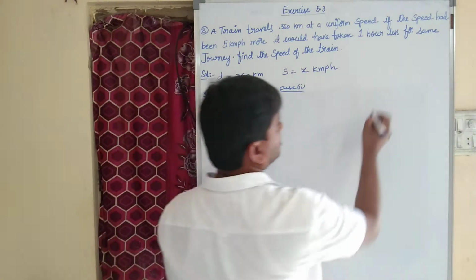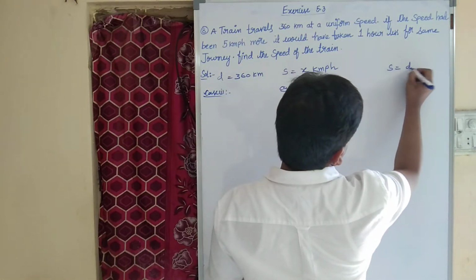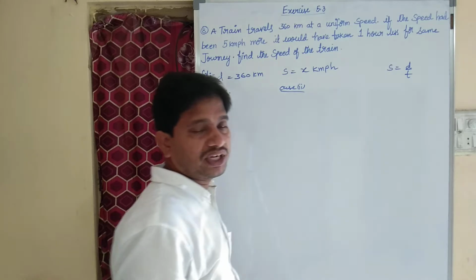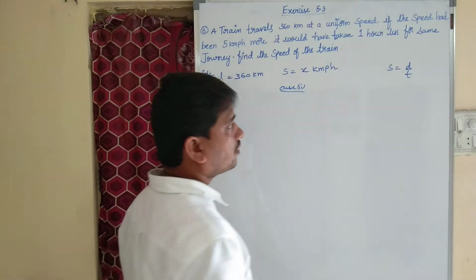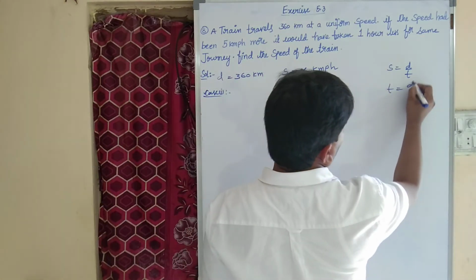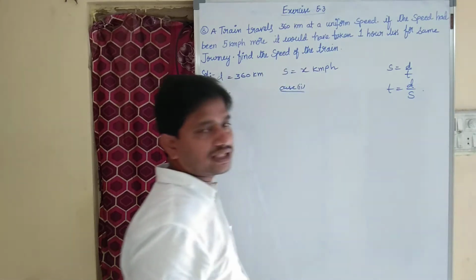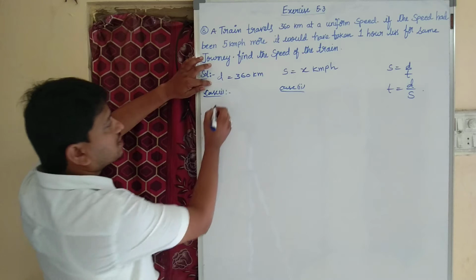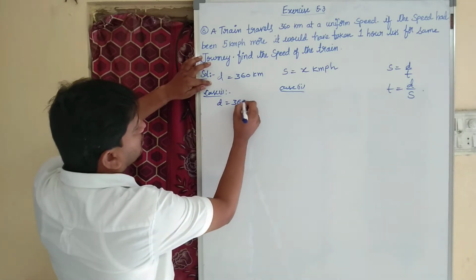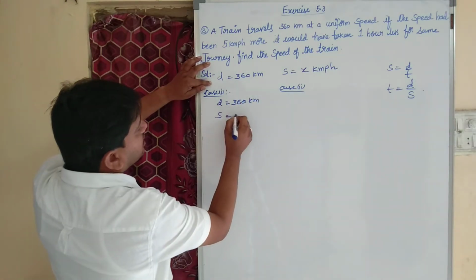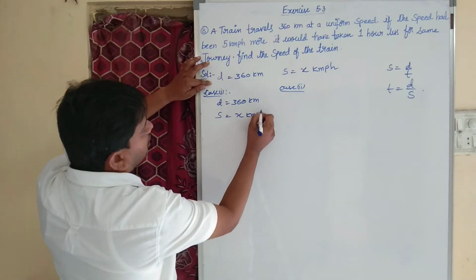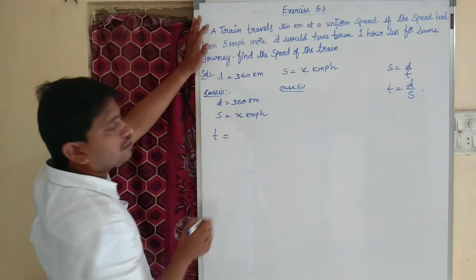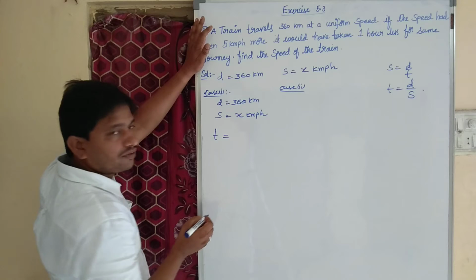Do you know the relationship between speed, distance and time? Speed is equal to what? Distance by time. What about time? From this we can say that time equals distance by speed. Case 1: distance is 360 kilometers, speed is x kilometer per hour. What about the time taken by the train to cover 360 kilometers with x kilometer per hour speed?